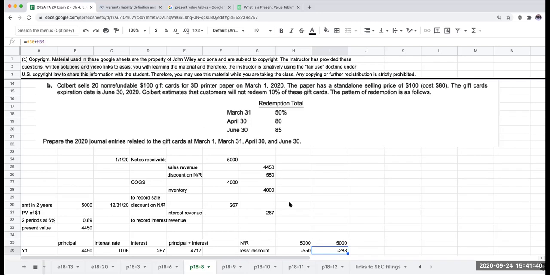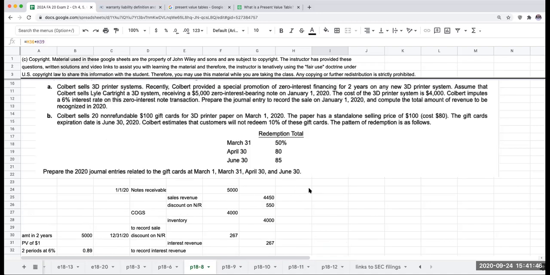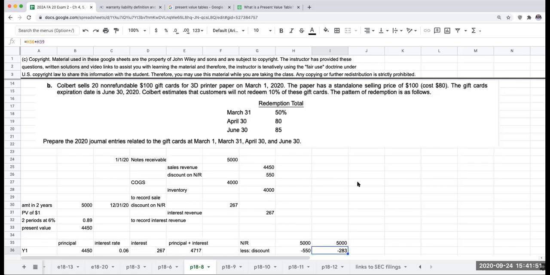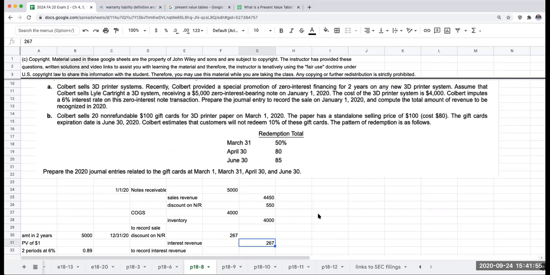Just remember, if you see something that's being paid over a period of 2 years without interest on it, we have to impute interest. Okay, let's go to the next one over here. So the total revenue to be recognized will be 4450 plus this 267.